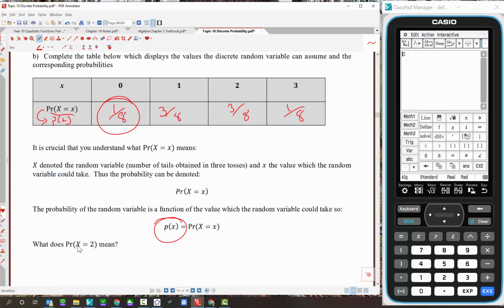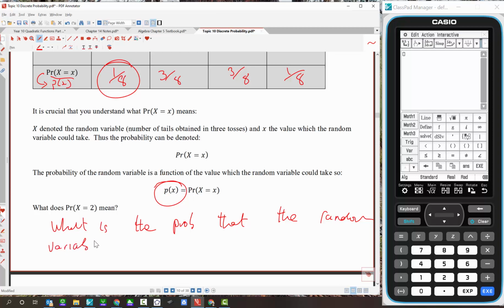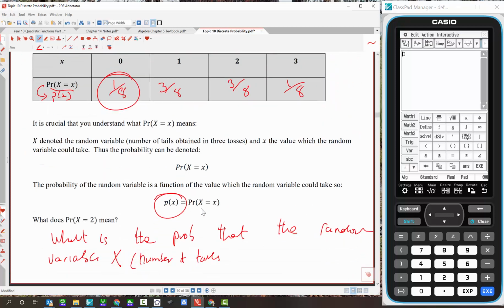So what does P(X = 2) mean? It means: what is the probability that the random variable x, number of tails in 3 tosses, is 2? That can be answered with the statement 3 out of 8. The probability that the random variable x, number of tails in 3 tosses, is equal to 2 is 3 in 8.